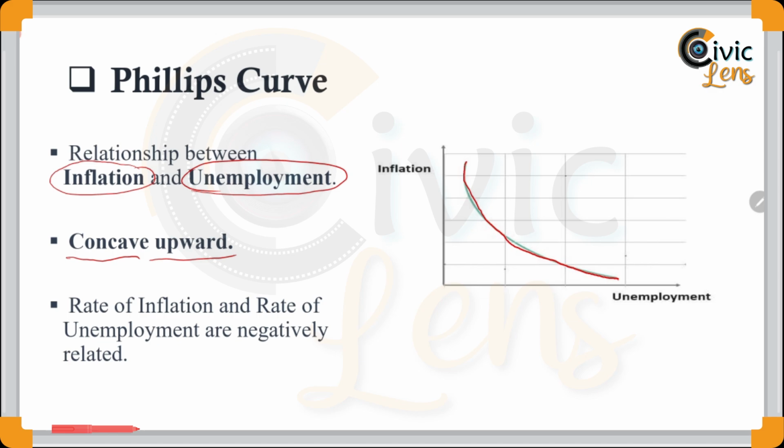And what is the hypothesis of the Phillips curve? It says that the rate of inflation and the rate of unemployment are negatively related. So this is what the Phillips curve says in short. So let's get this in more detail. What does it mean exactly?